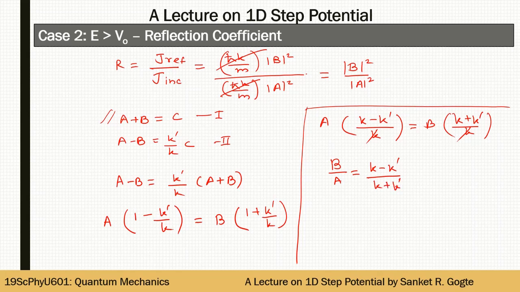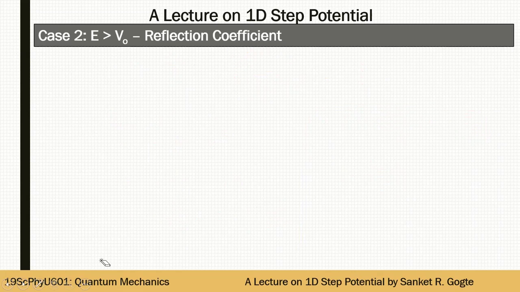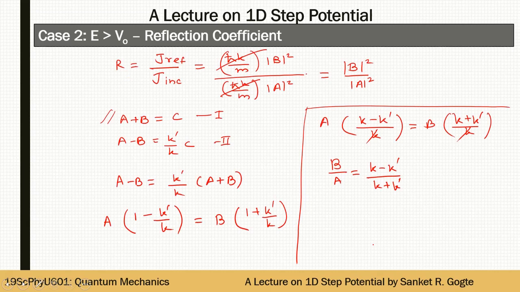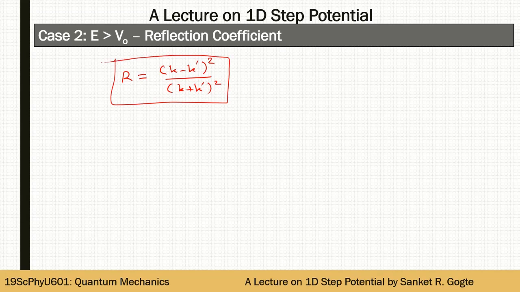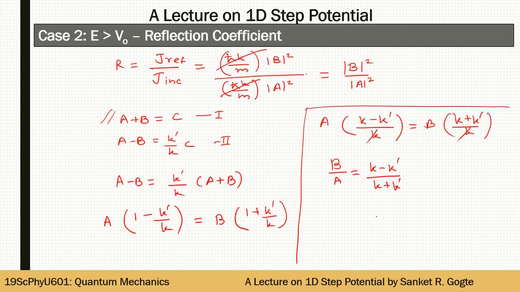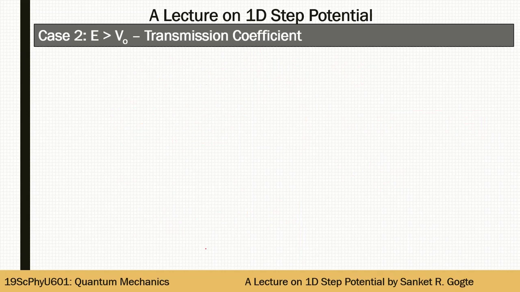So this is what we have, and therefore mod b square by mod a square. Let me write it on the next page. Okay, so let's write r itself. R is now k minus k prime whole square divided by k plus k prime whole square. So this is the reflection. This gives the probability that the particle is reflected, and transmission coefficient is here.